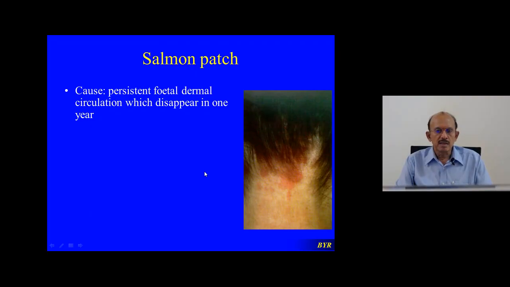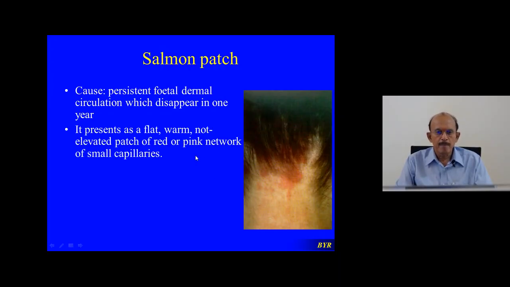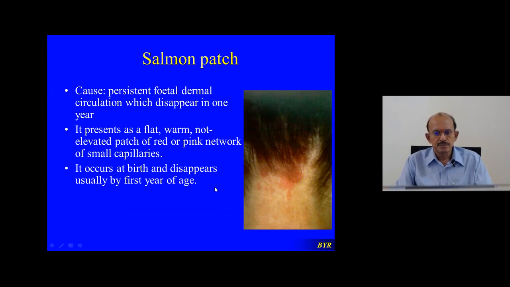The cause is persistent fetal dermal circulation, which disappears in 1 year. So the Salmon patch disappears in 1 year's time. It presents as a flat, warm, not elevated patch of red or pink network of small capillaries. It occurs at birth and disappears usually by the first year of age. It commonly occurs on the face or nape of the neck.